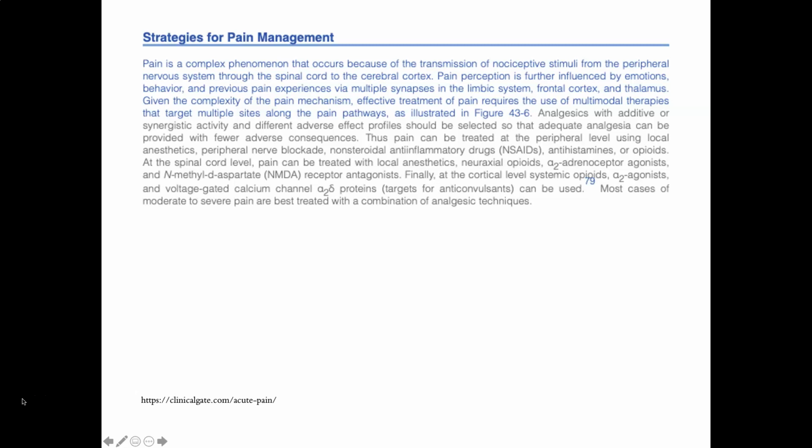All right, so pain is a complex phenomenon that occurs because of the transmission of stimuli from the peripheral nervous system through the spinal cord to the cerebral cortex. Pain perception is further influenced by emotions, behavior, and previous pain experiences via multiple synapses in the limbic system, frontal cortex, and thalamus. So it's really dependent on the pain, the location of pain, the type of pain, as to what is the most effective and least side effect analgesic that should be used.